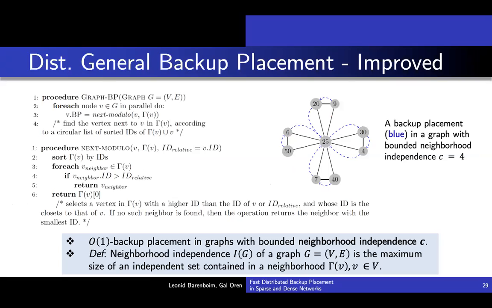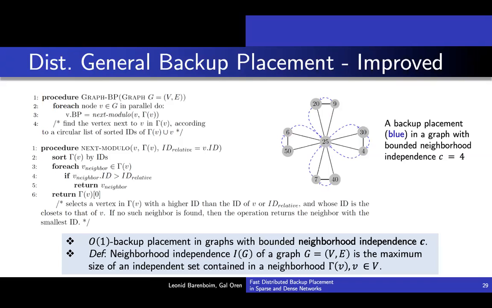We assume that each vertex knows only about its neighbors, and each vertex has a unique ID. The procedure receives a graph G = (V, E) as input, and proceeds as follows. We define an operation next modulo that receives a vertex V and a set of its neighbors Γ(V) in the graph G. We claim that this operation is an optimal backup placement.